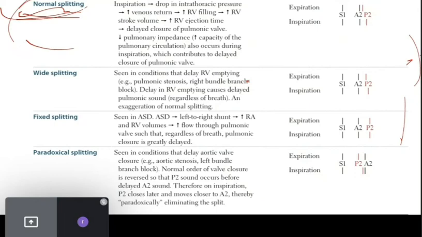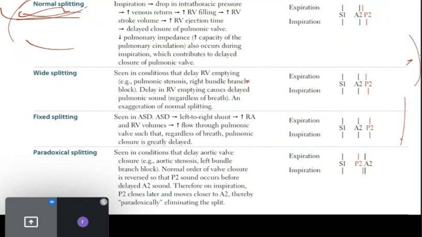Now let us move and talk about what you have here. As we say, in inspiration you have a drop in intrathoracic pressure, and thus you will have an increase in the venous return. More blood comes to the heart, and the right ventricular filling will be more. Increase in the filling of the right ventricle means increase in the volume in the right ventricle.